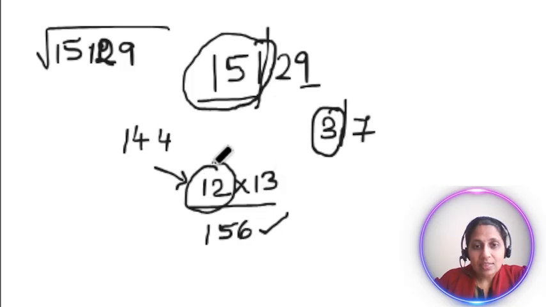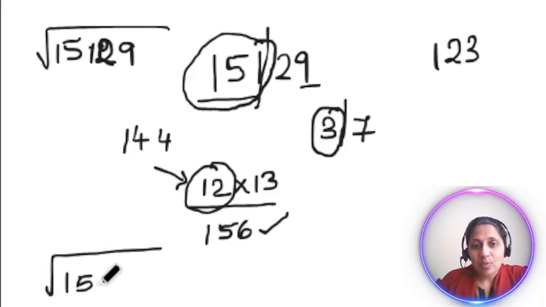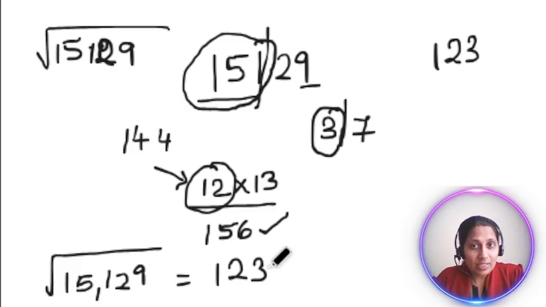So the answer is 123. The square root of 15,129 is 123. I hope you get the answer, which we have got it within very few seconds. And if you have not done it within very few seconds, then you need practice till you get it.